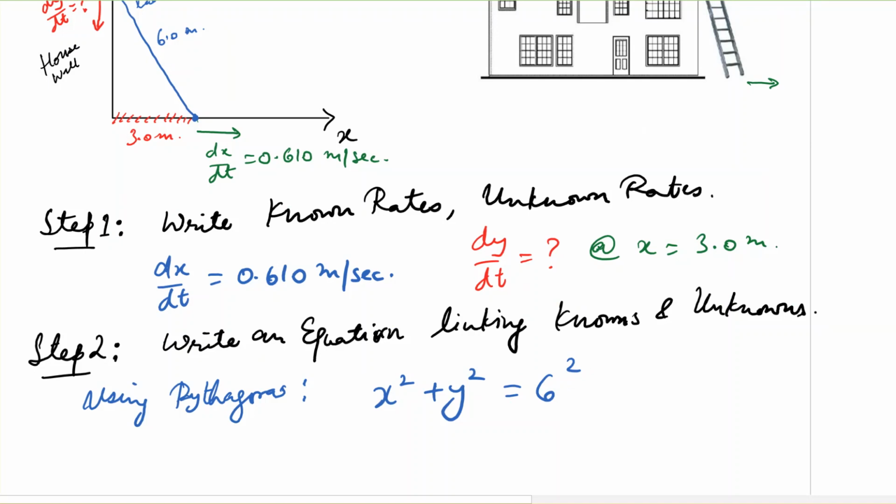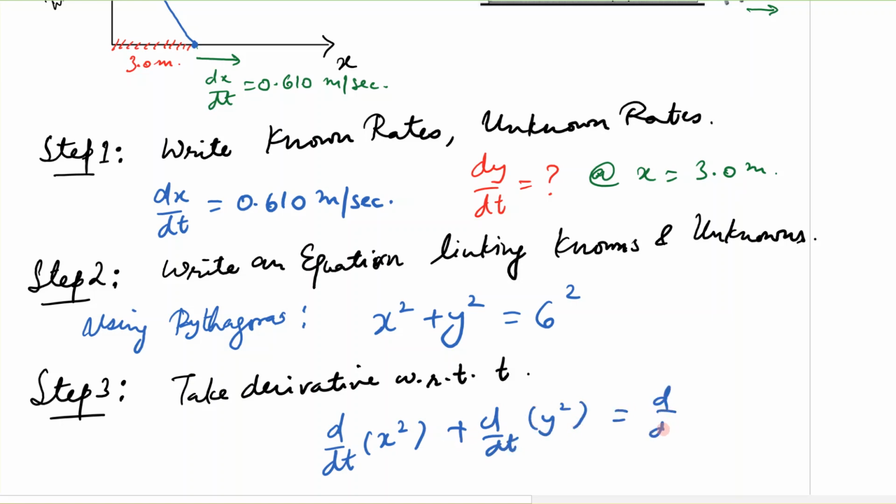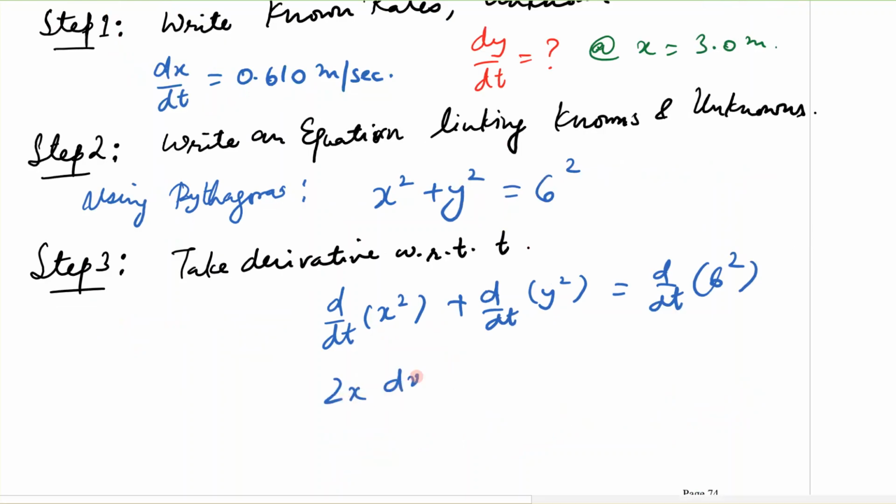And the next step is we're going to differentiate this equation with respect to t, because this will help us to find our related rate equation. Taking the derivative with respect to t means we take the derivative of each term with respect to t. So we get 2x dx over dt plus 2y, don't forget the chain rule, dy over dt, and the derivative of 6 squared is 0 because it's just a constant.